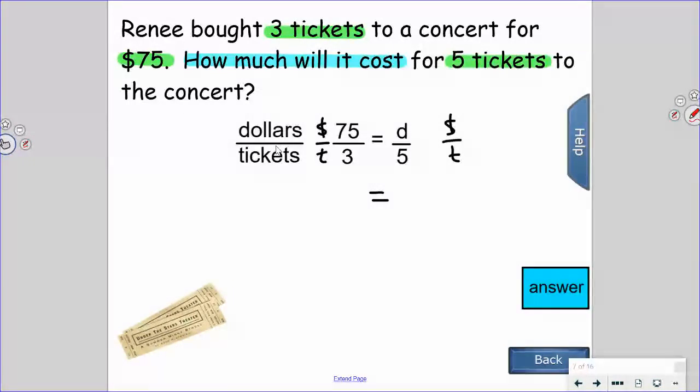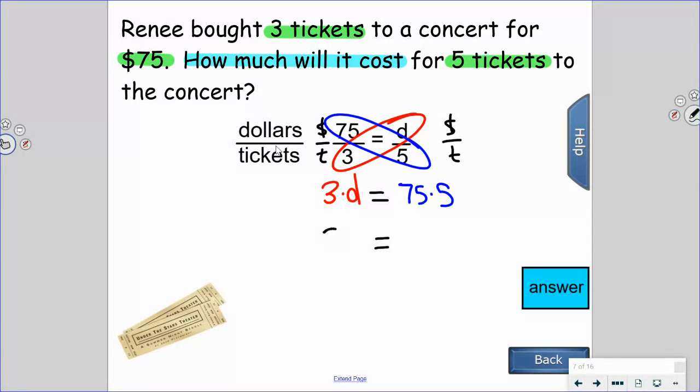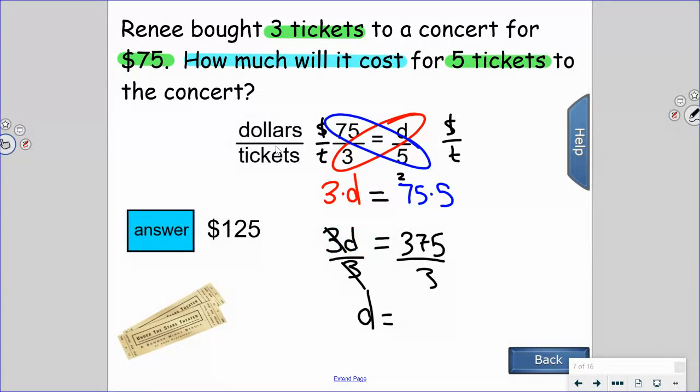Once again, we're going to create a relationship of cross products. We're going to multiply diagonally. 3 times D is equal to 75 times 5, or 5 times 75 for that matter. Now, in simplifying this, there's no way to understand what 3 times D is. D is missing, but 5 75s is 375. Naturally, we'll divide both sides by 3 because we want to know what a single D is. And in this case, you will not have to round. It does divide perfectly.